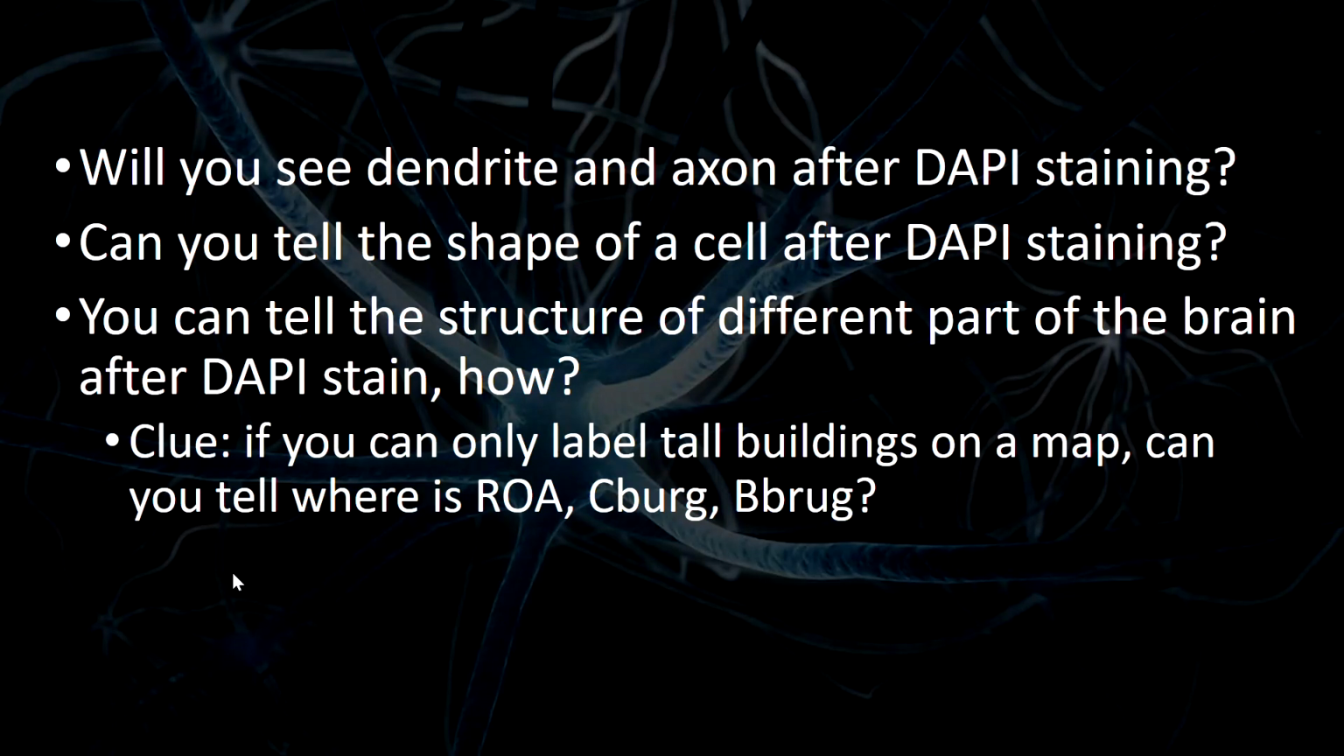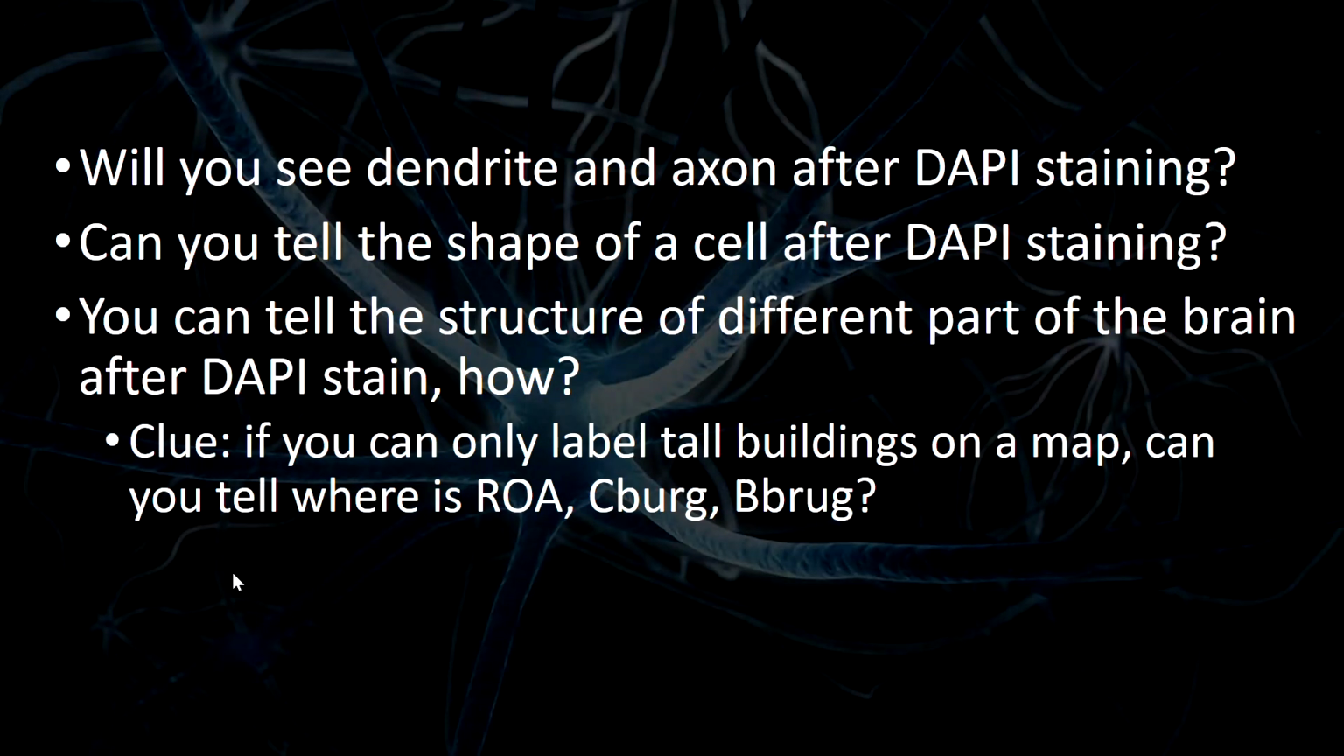First one is, will you see dendrites and axons after DAPI stain? The answer is no. Why is that? Because DAPI only stains AT-rich regions in the nuclei. So the dendrites and axons don't have any nuclei. Am I right? Okay, the second is, can you tell the shape of a cell after DAPI stain?